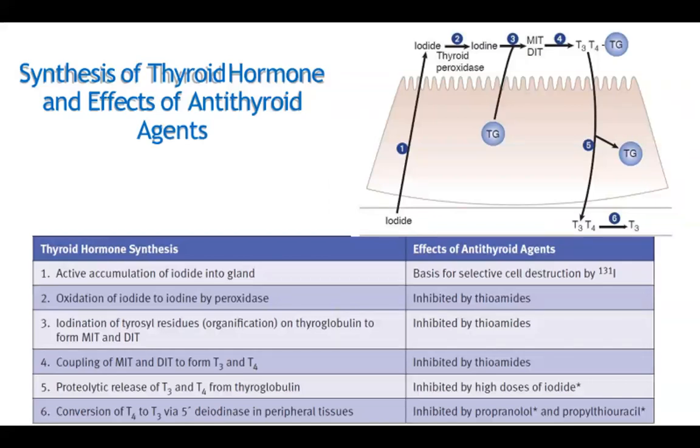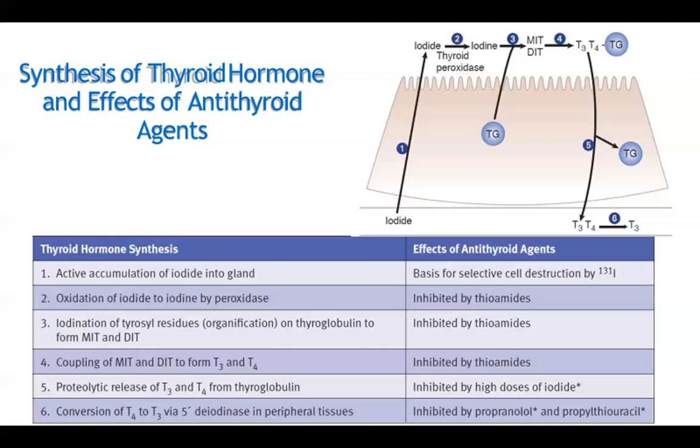Okay, this is a nice summary to look at, which shows the steps of thyroid hormone synthesis and the effects of anti-thyroid agents. If we look here, for example, active accumulation of iodine into the gland, this is where we target iodine 131. Oxidation of iodine by peroxidase is inhibited by thioamides. Iodination of tyrosine residues is inhibited by thioamides. Coupling is inhibited by thioamides. Proteolytic release is another characteristic of iodides.